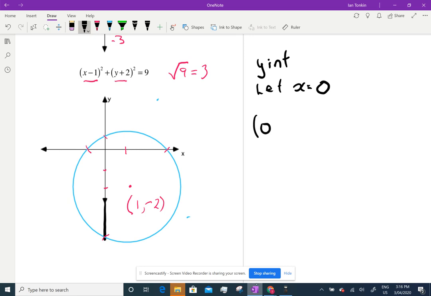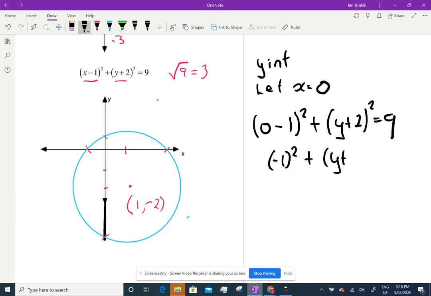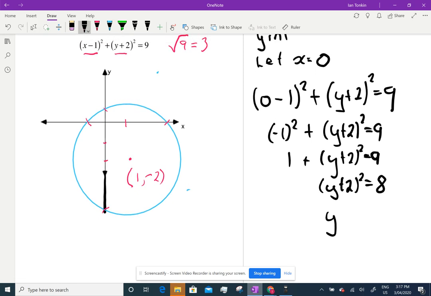So 0 minus 1 squared plus y plus 2 squared equals 9. Oh, that's -1 squared plus y plus 2 squared equals 9. That's 1 plus y plus 2 squared equals 9. Subtract the 1, y plus 2 squared equals 8. Square root both sides, y plus 2 equals plus or minus root 8, and minus the 2, y equals -2 plus or minus root 8.